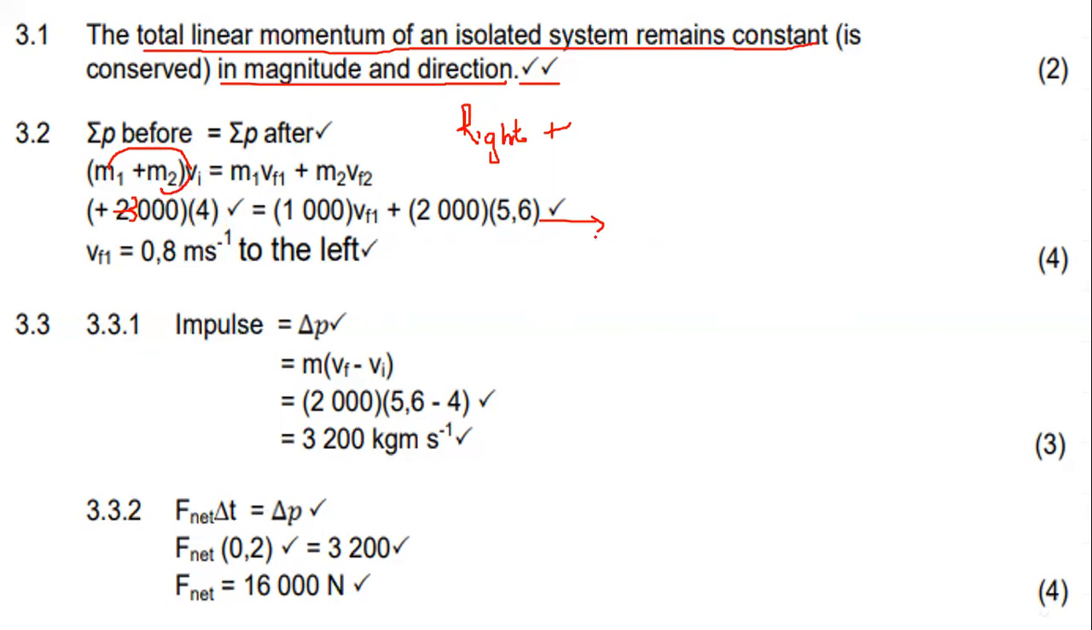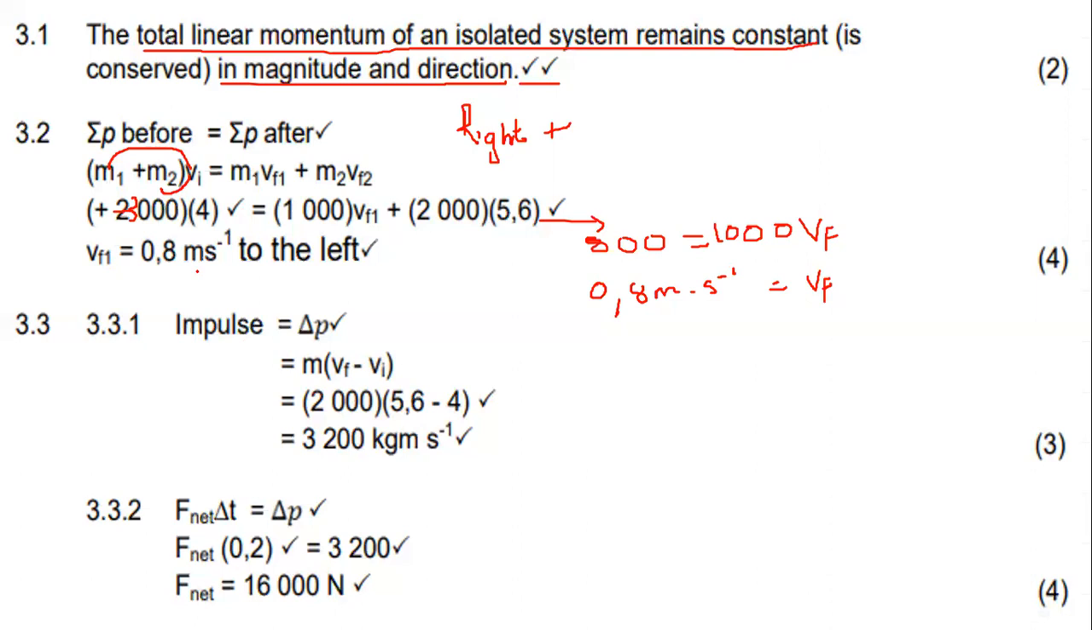The next step will be 800 is equal to 1,000 VF. Then you work out the VF. For you to get the VF, remember you need to divide both sides by 1,000. If you divide both sides by 1,000, you will find that your answer is 800 divided by 1,000, and that definitely gives you 0.8 meters per second altogether.